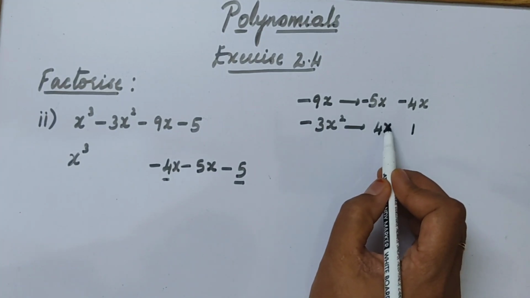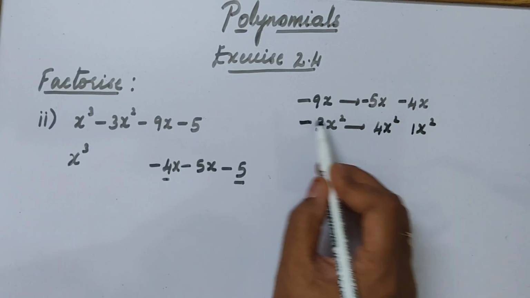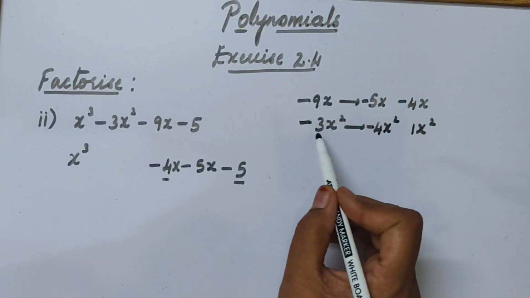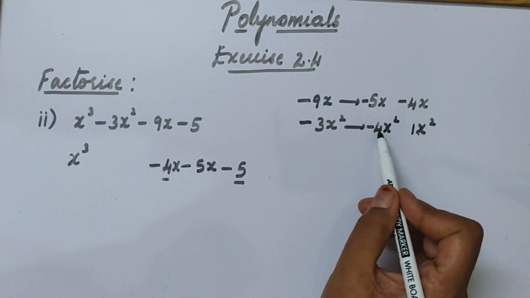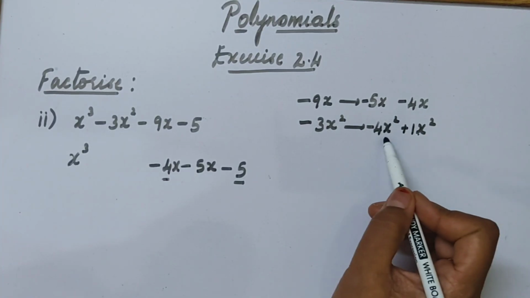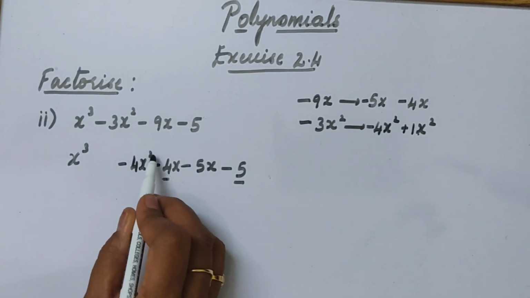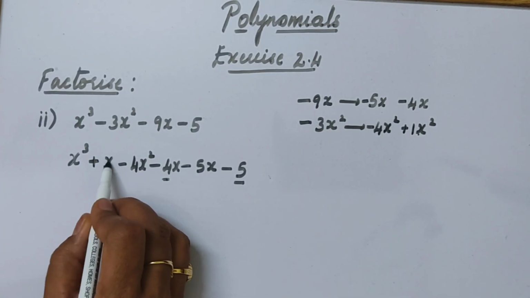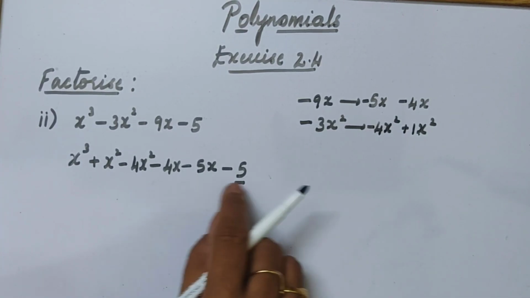Now here x square on both sides. Now the first sign is minus. Now to get 3, I should subtract these two numbers, right? So subtract means let me change the sign. So I got here minus 4x square plus x square. 1 into x square is x square. I hope this is clear to you all.